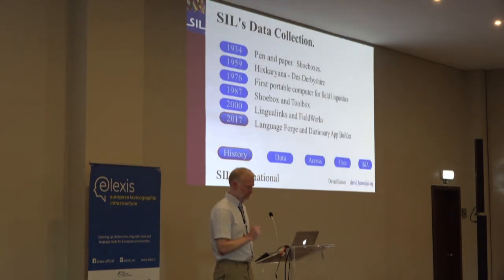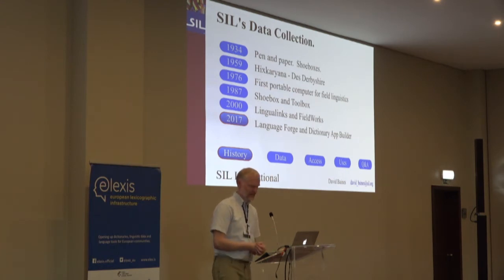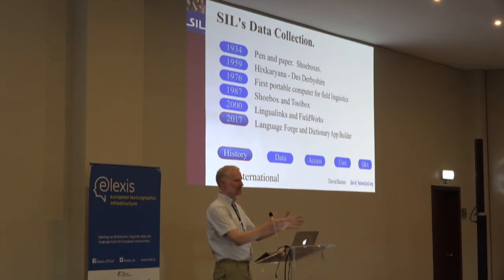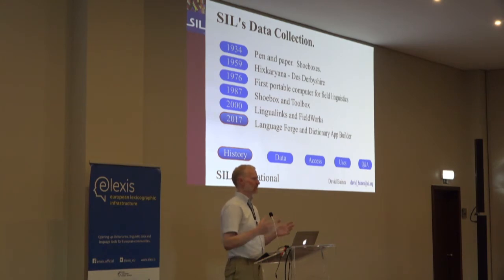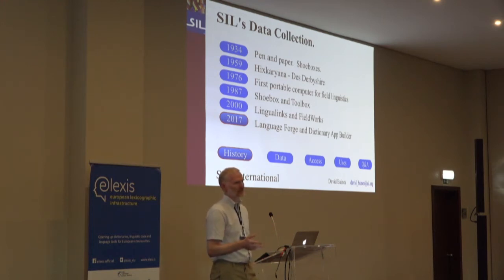Lastly, this last little bit of history, Dictionary App Builder takes XHTML exported from Fieldworks and turns it into a dictionary app for your Android phone or your iOS phone. You need a Mac and Xcode in order to make iOS apps. So if you're using Windows or Linux, you can only make Android apps.